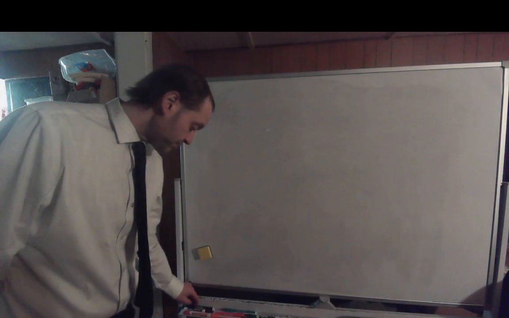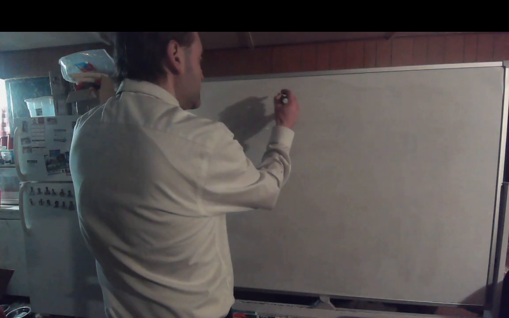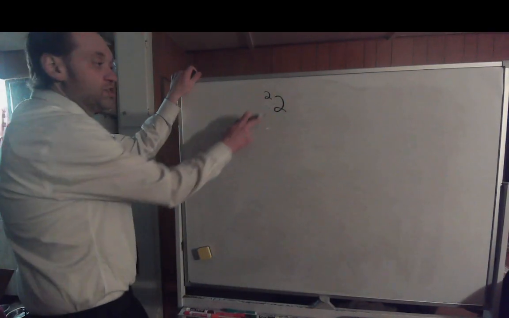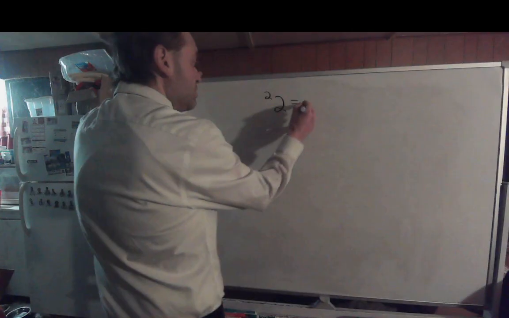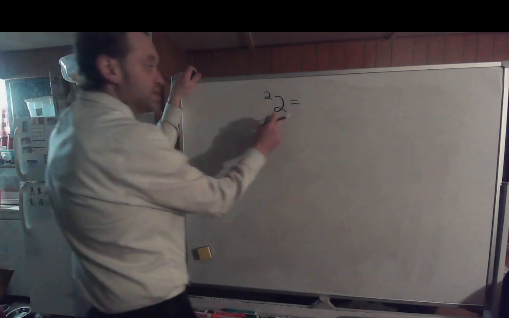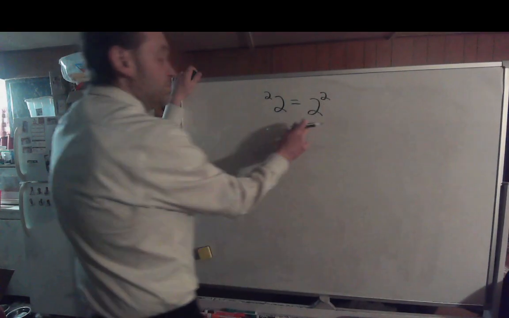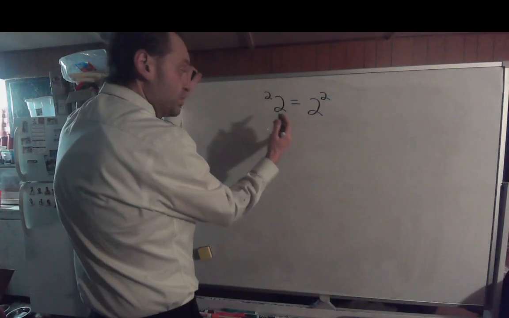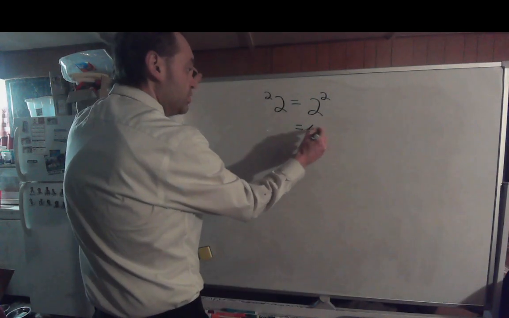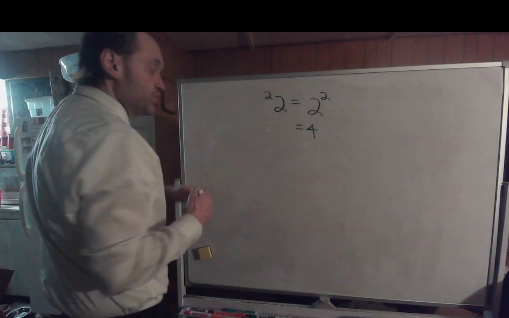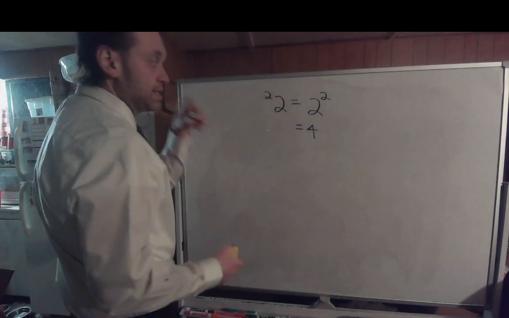Now, let's say I have 2 tetration 2, the second tetration of 2. Well, that's taking 2 to the second power. That's taking 2 to itself. So in this case, both would equal 4. Both would equal 4 in this case. That's the only time you would have a tetration equal to its exponent.